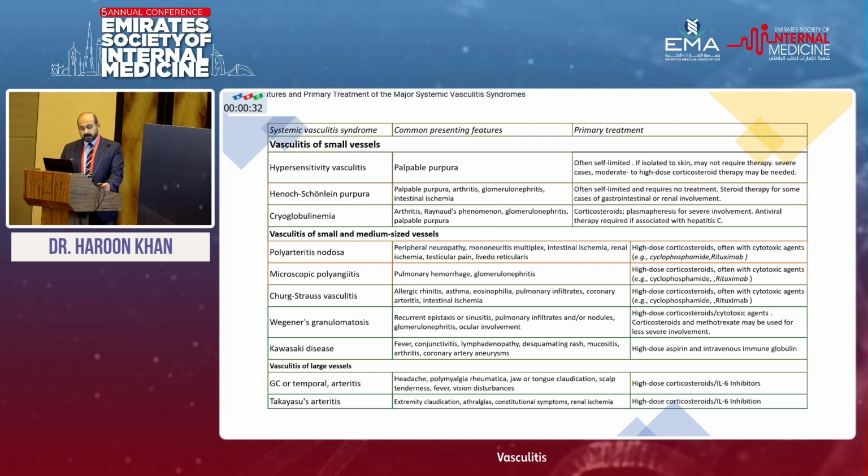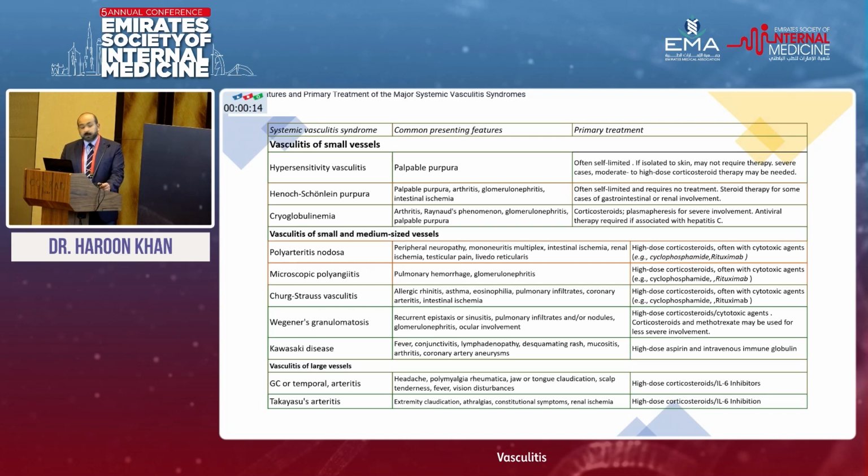Now we have specific biologics which help, especially for giant cell arteritis, so the IL-6 inhibition. And then the use of immunoglobulins when needed, especially when they have active antibodies.